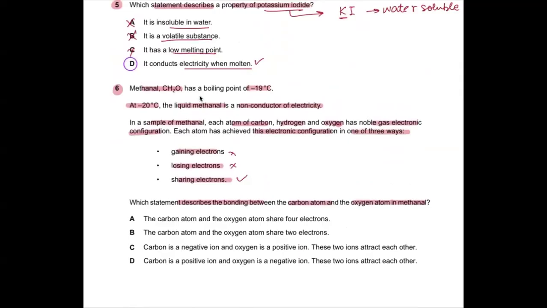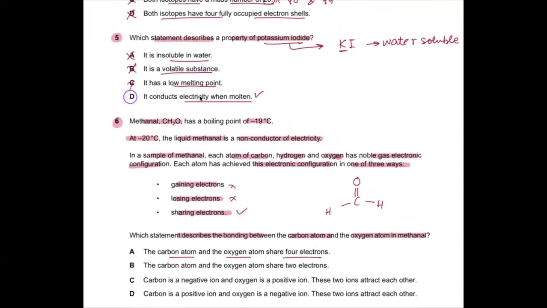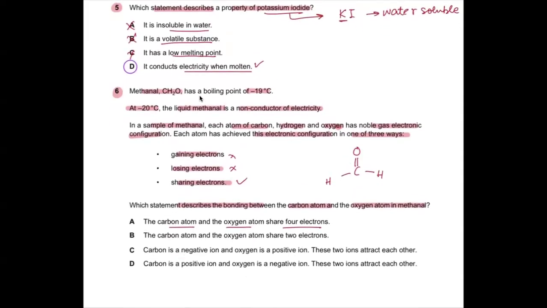So if you go for a structure, it's CH2O. We know carbon forms 4 bonds, so there are 2 hydrogens. Carbon is bonded with the 2 hydrogens, and carbon has bonded with the oxygen with a double bond. The carbon atom and the oxygen atom share 4 electrons. So there are 2 pairs, 2 bonds, which means that there are 4 electrons.